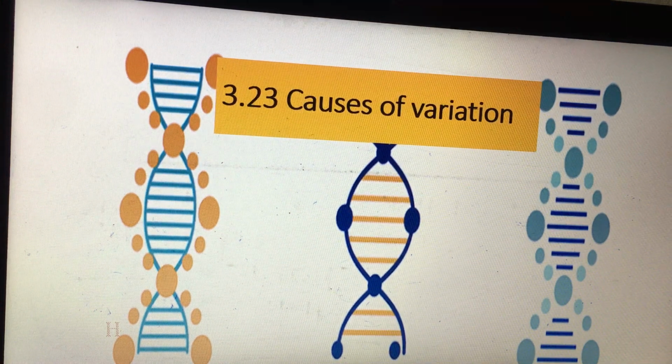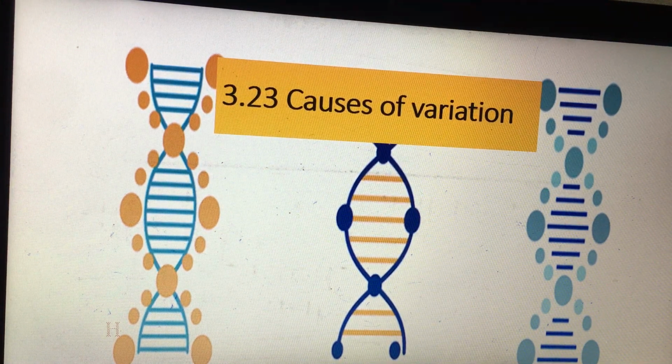Good morning. Today we are going to talk about the causes of variation. After this lesson, you have to identify mutation and sexual reproduction as sources of variation. And we are going to connect between the environmental factors and the mutation.